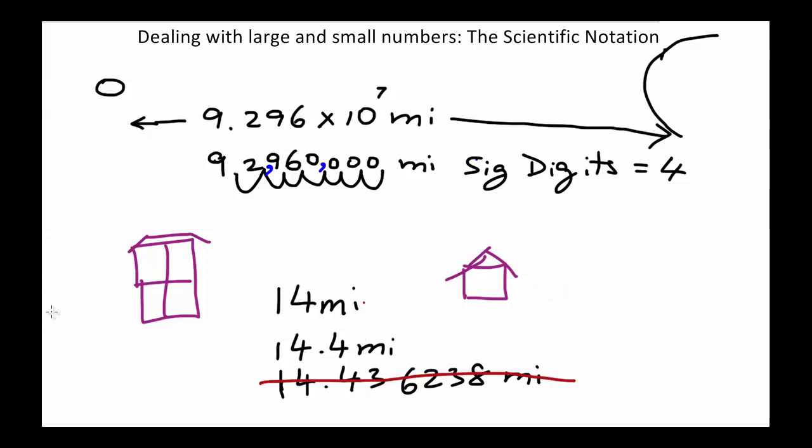Written in scientific notation, the first response would be 1.4 times 10 to the power of 1 mile, and the second response would be 1.44 times 10 to the power of 1 mile. The number of significant digits in the first response is 2 because there are 2 digits here, and the number of significant digits in the second response, where it conveys a little bit more precision, is 3 because there are 3 digits here.